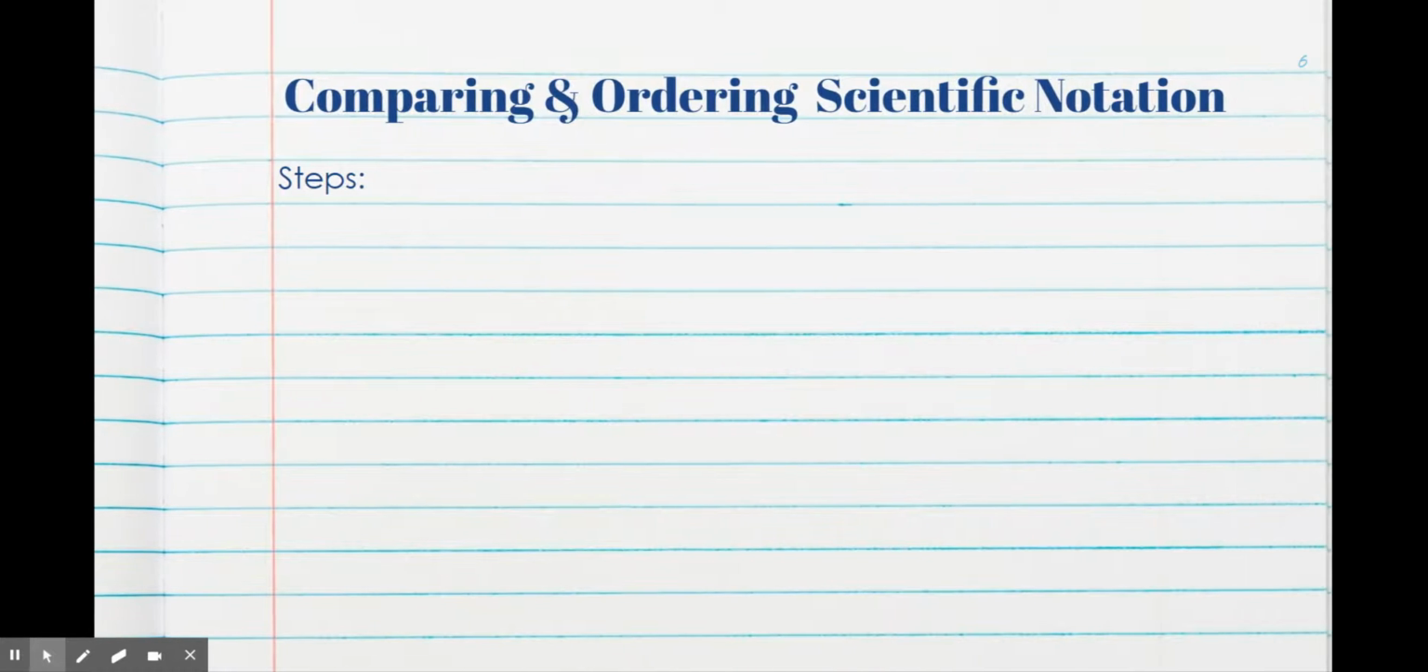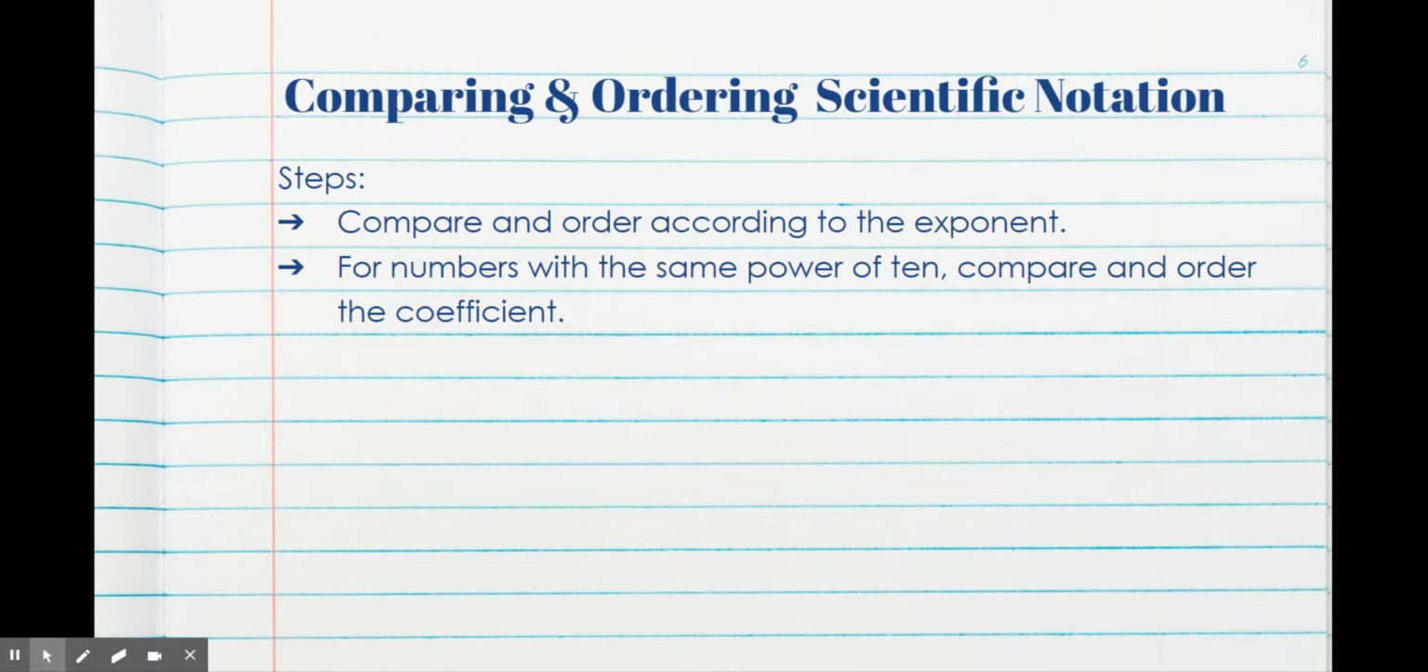The last thing we're going to look at is how to compare and order scientific notation. So our first step when comparing and ordering these types of numbers is to look at the exponent, and we'll put them in order based on their exponent. Now, if one of the numbers or two of the numbers have the same power of 10, so the same exponent, then we're going to look at the coefficient instead.